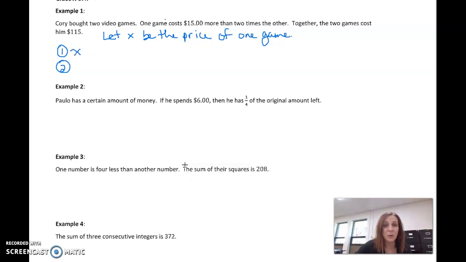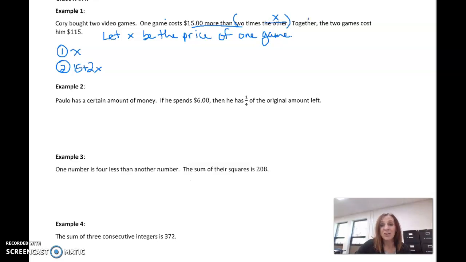Now the other one. One of the hints I use here: it says one game costs $15 more than 2 times the other. Instead of saying the other video game, I've already referred to it as X. So if one game costs 15 more than 2 times the other, when they get really wordy, try to go to the end, where the period is, and then work your way backward. So if I have 2 times X, and then 15 more than that, that's 15 plus 2 times X. That's 15 more than 2 times the other game, which was X.